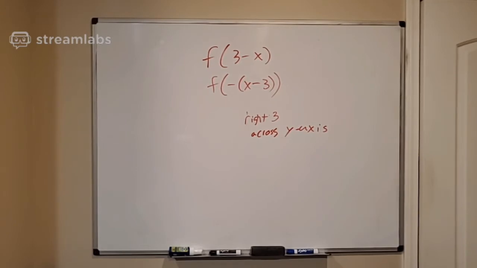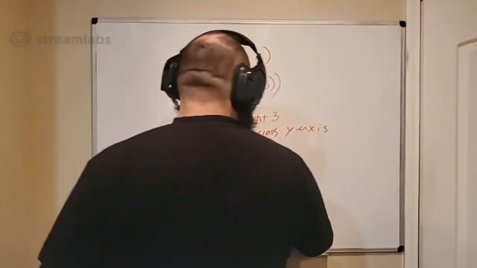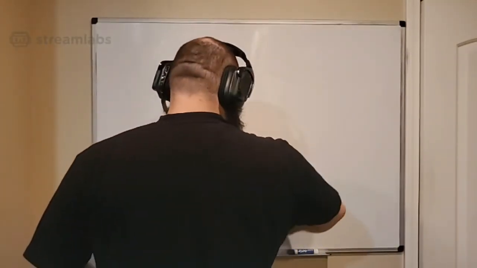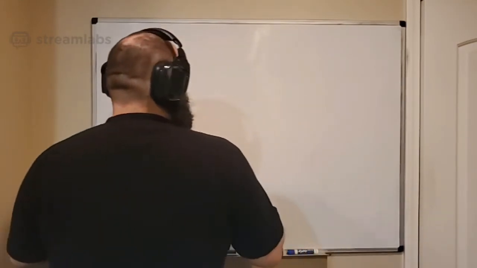Alright, so for this one, the easiest way, which you may not have thought about, would probably be to go ahead and put this parabola into vertex form, and then go from there. So we have x squared plus 6x plus 8.